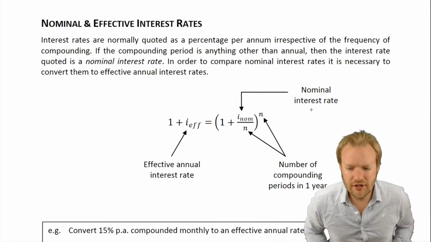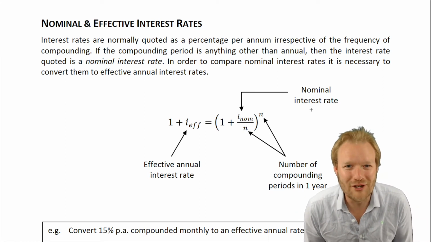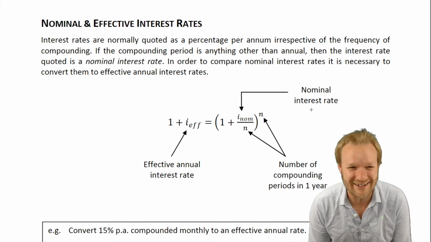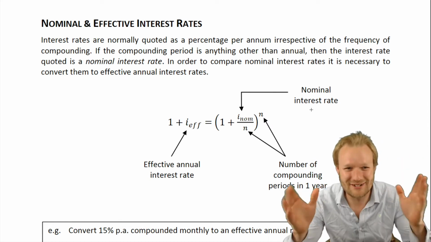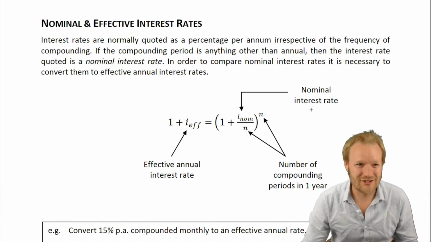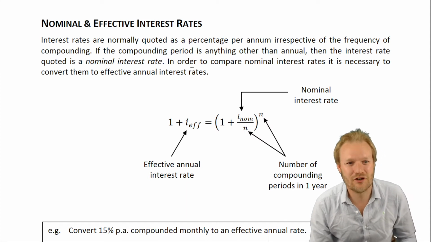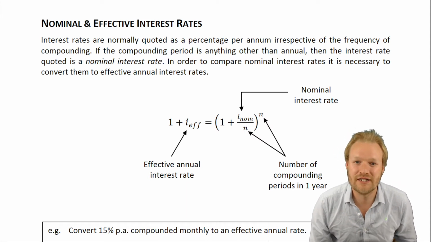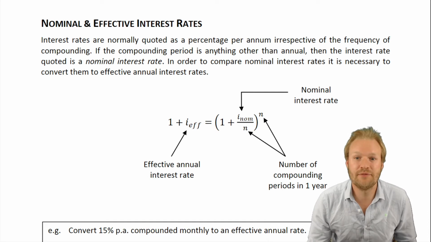Okay, so nominal and effective interest rates. As it says here, interest rates are normally quoted as a percentage per annum, irrespective of the frequency of compounding.